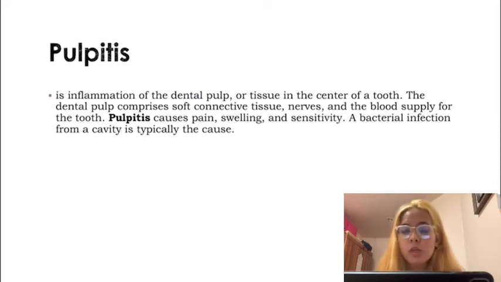Pulpitis is an inflammation of the dental pulp, or tissue in the center of a tooth. The dental pulp comprises soft connective tissue, nerves, and blood supply for the tooth. Pulpitis causes pain, swelling, and sensitivity. A bacterial infection from a cavity is typically the cause.